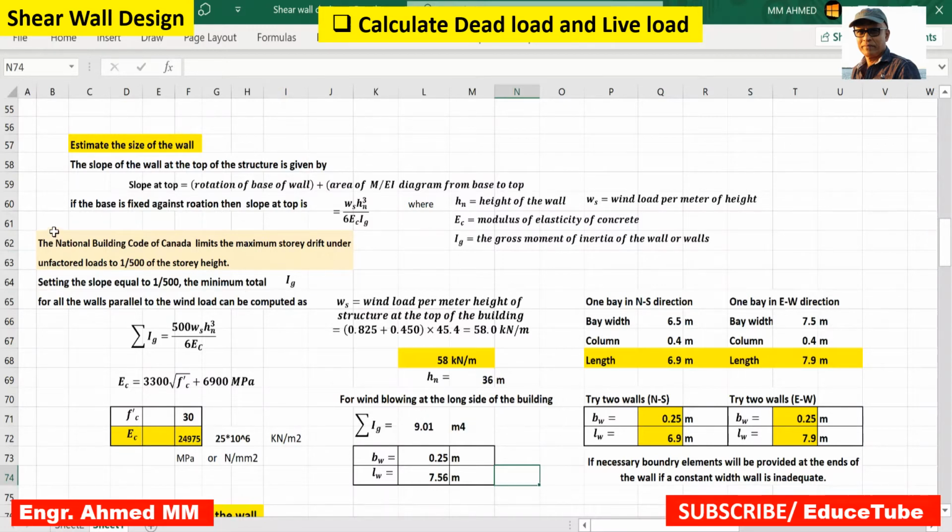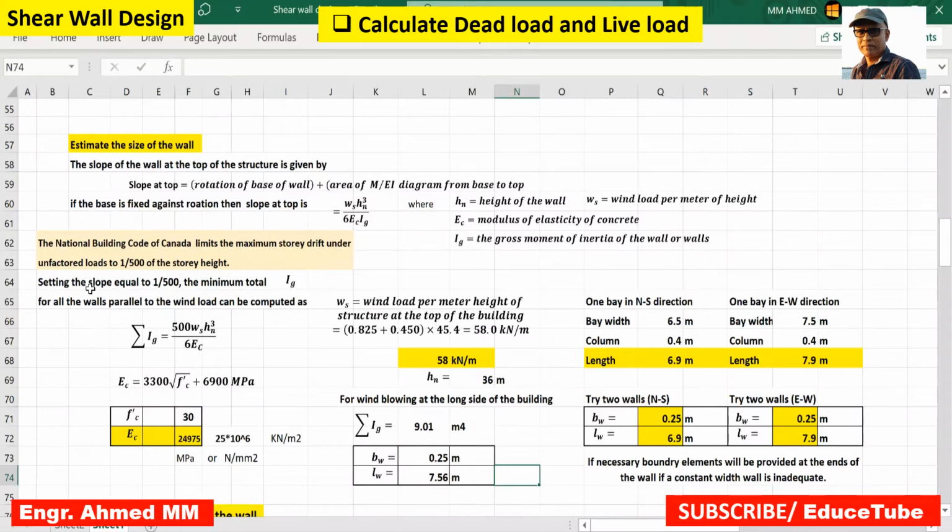As well, if the base is fixed against rotation, then the slope at top is given by this formula. Here Ws is wind load per meter of height, Hn is height of the wall, Ec is modulus of elasticity of concrete, Ig is the gross moment of inertia of the wall or walls.